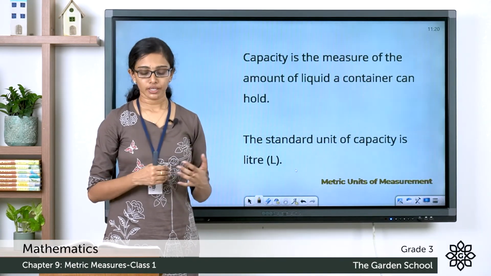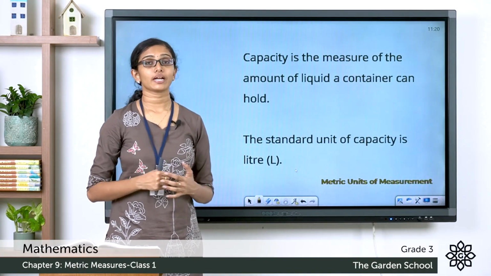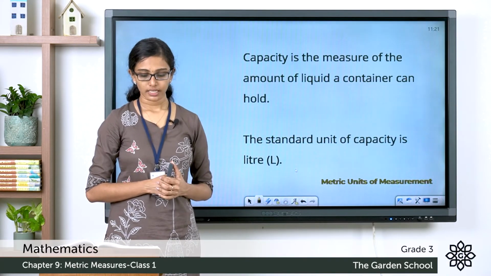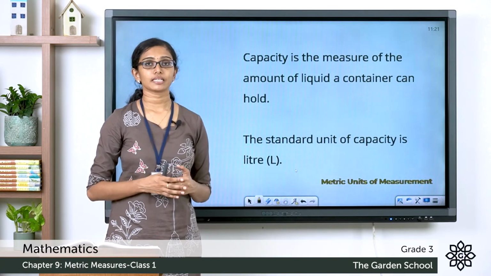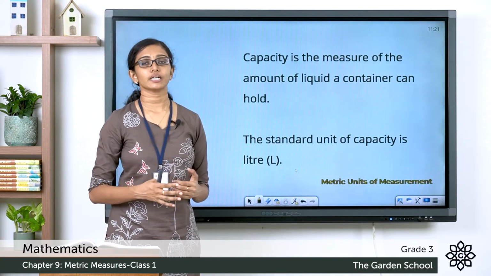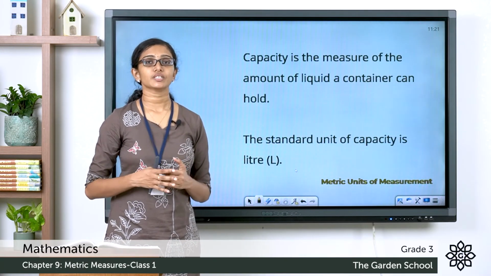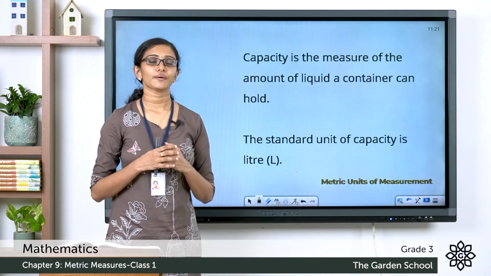So children, you can go through this topic in page number 116 of your textbook. And children, we can research about the different types of units and measurements that people have been using in different countries. You can research it online in the presence of your parents.